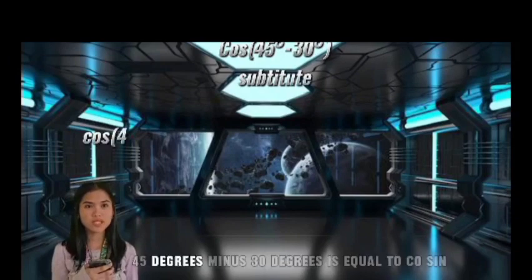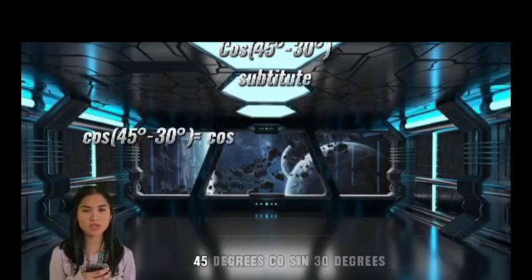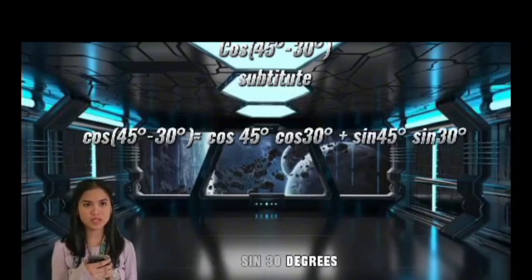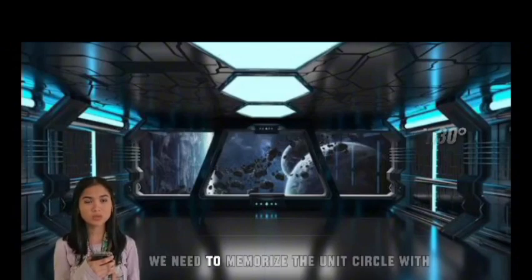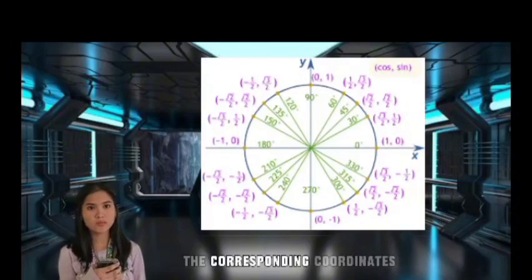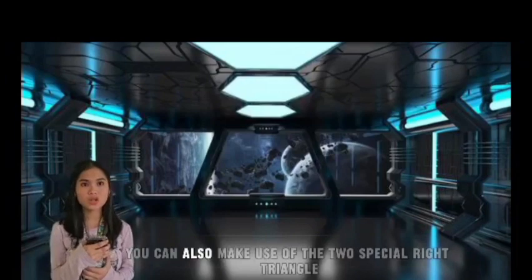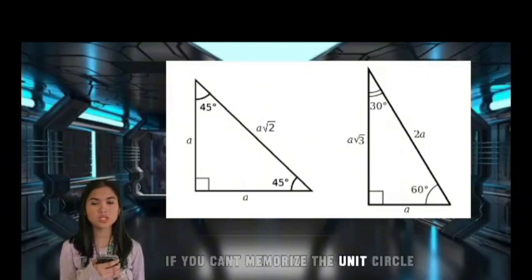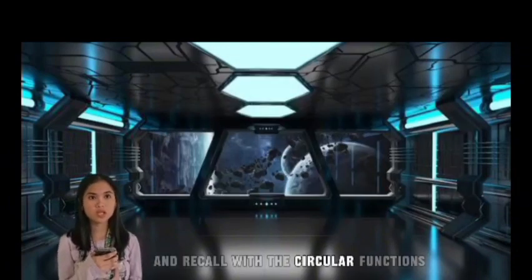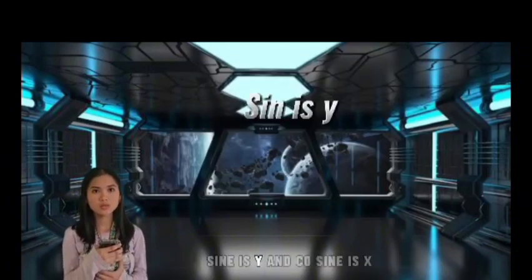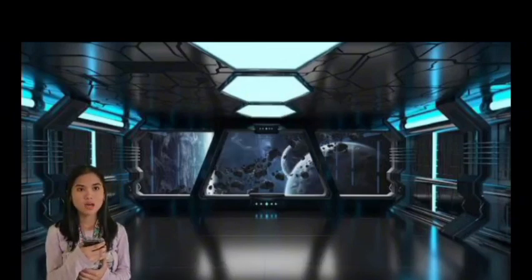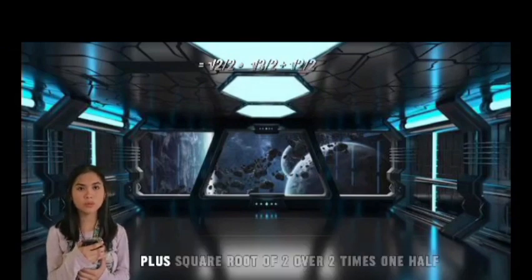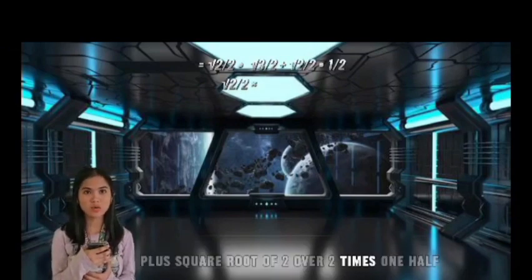Cosine 45 degrees minus 30 degrees is equal to cosine 45 degrees cosine 30 degrees plus sine 45 degrees sine 30 degrees. And substituting this, we need to memorize the unit circle with the corresponding coordinates. You can also make use of the two special right triangles if you can't memorize the unit circle. And recall with the circular functions, sine is y and cosine is x. It is equal to square root of 2 over 2 times square root of 3 over 2 plus square root of 2 over 2 times 1 half.